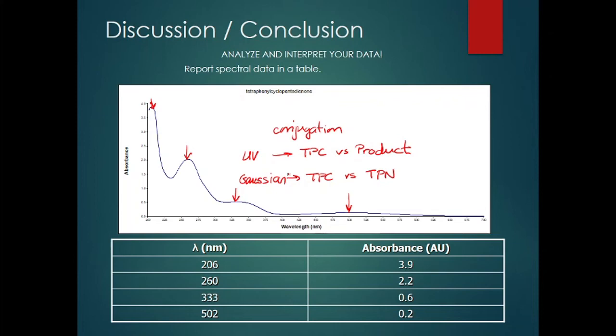And so that is how we're using this. It should be fairly simple, fairly short discussion. Simply compare the wavelengths of the TPC and the product for the longest wavelength peaks and determine which is more conjugated. Then look at the Gaussian images, determine from that which is more conjugated, and then determine whether or not the two agree.